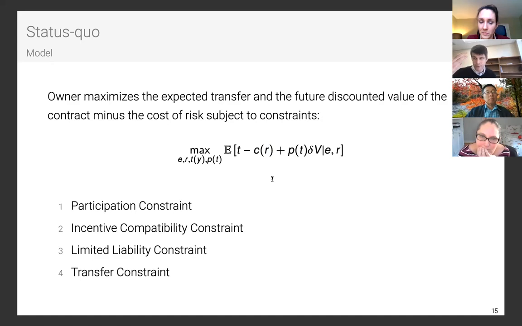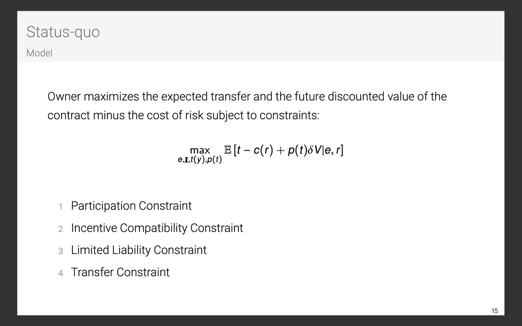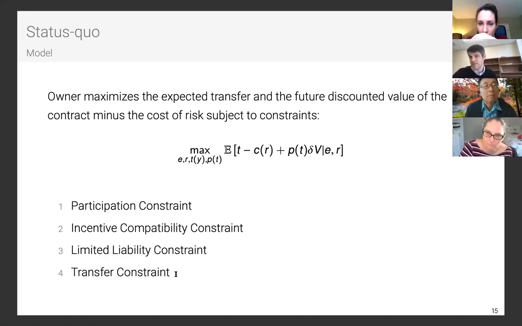The first three are fairly standard in these types of models. We have a participation constraint for the driver. So they have to be in expectation better off being employed. An incentive compatibility constraint along the choice of effort and risk. The limited liability constraint. And then this fourth constraint is new, and it's the transfer constraint. And this simply says that the transfer the driver makes to the owner at the end of the day has to be incentive compatible from the driver's perspective, since they're the ones with the information.